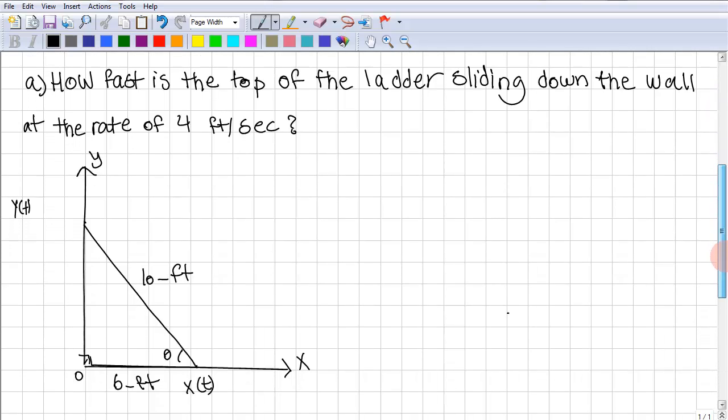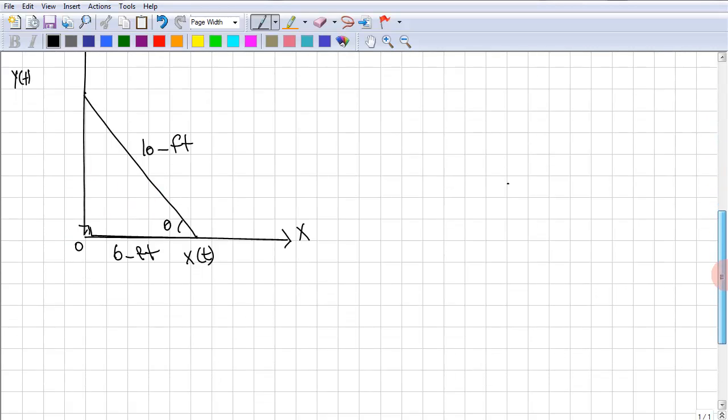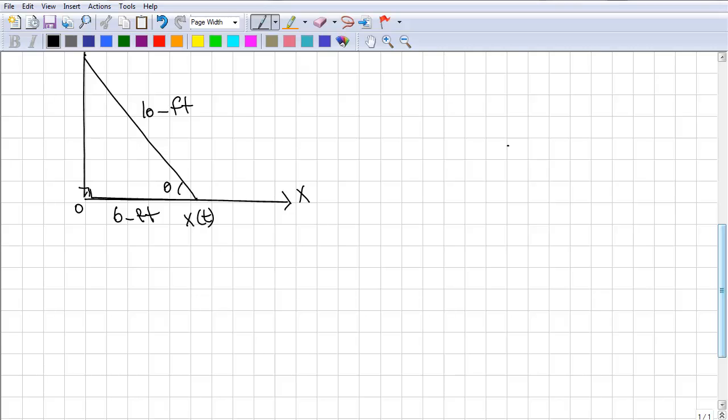So we have our triangle shape here, which shows all the data on it, and the question has already given us x, which is equal to 6 feet, and we know dx/dt, which is 4 feet per second, and we're asked for dy/dt.